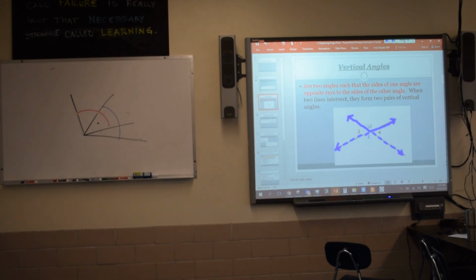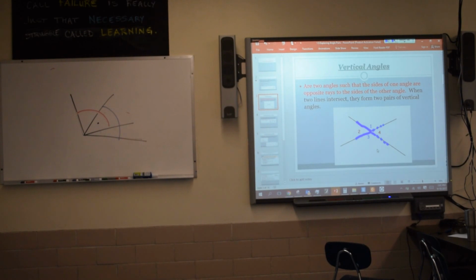Now don't think about vertical as being up and down, at least in this situation. I'm not 100% sure of the reason for that terminology, we're using the word vertical here, but it doesn't always mean up and down. Because would you agree that that ray makes angle 2? Yeah. Does that one make angle 4? Yeah. Does that make 2? Yeah. Does that make 4? Yeah. Are the solid ones opposite the dotted ones? Yeah. Okay, so 2 and 4 would also be vertical angles.